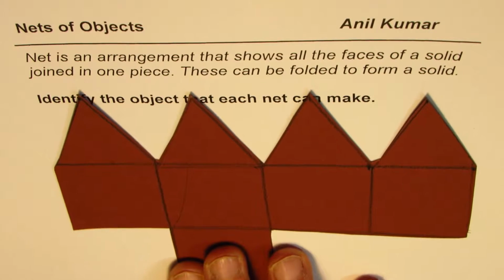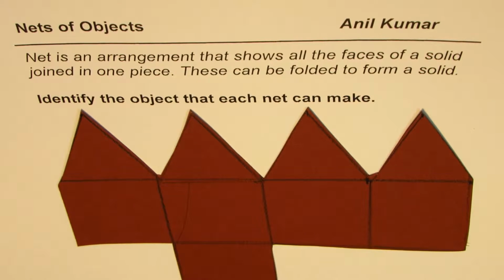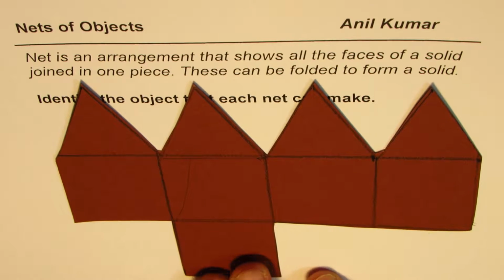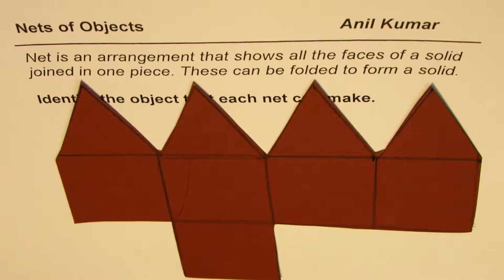Now let's first understand what is a net. I've placed the definition right there. It says a net is an arrangement that shows all the faces of an object joined in one piece. These can be folded to form a solid. So here we have one, right? So we have an arrangement here. All these pieces are connected, as you can see, and they can be folded to form a solid, and therefore this is a net of an object.